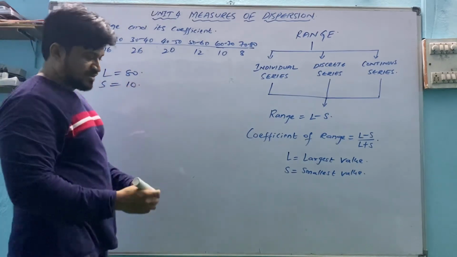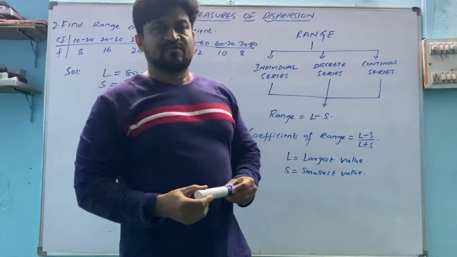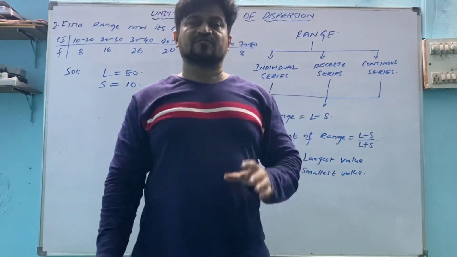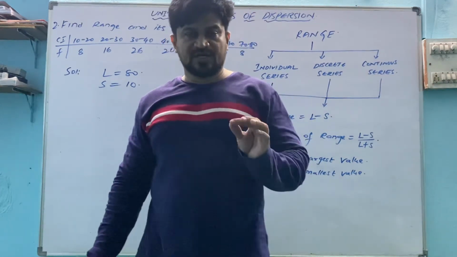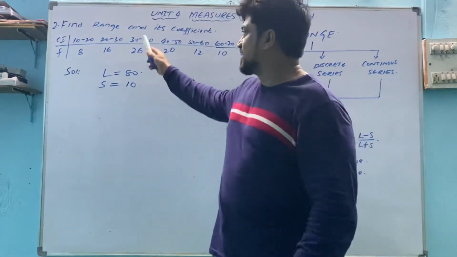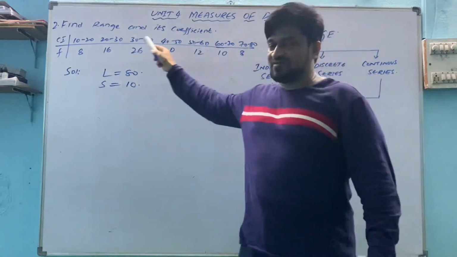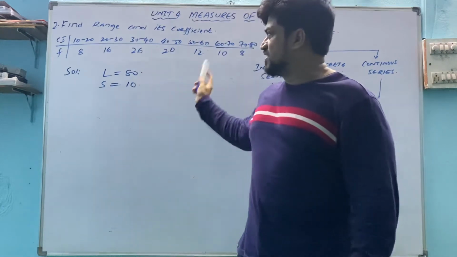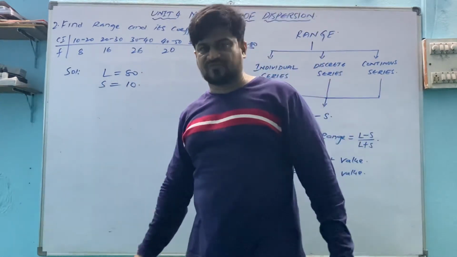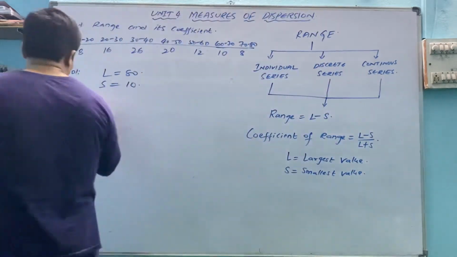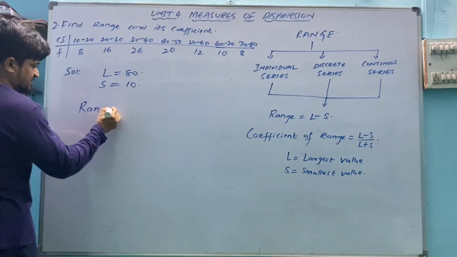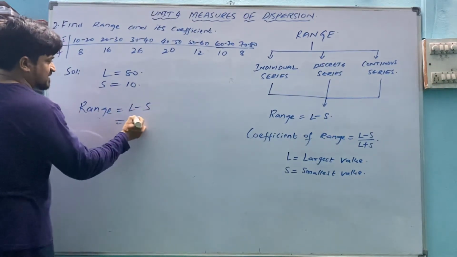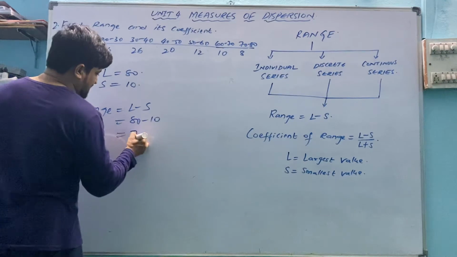Whenever we are doing range problems from a continuous series, we need to take the largest value from the classes itself, the class interval values, and the smallest value also from the class interval. What about frequency? Even if frequency is given, just ignore the frequency values. Then range from this one, you should know the formula, L minus S, 80 minus 10, which is 70.